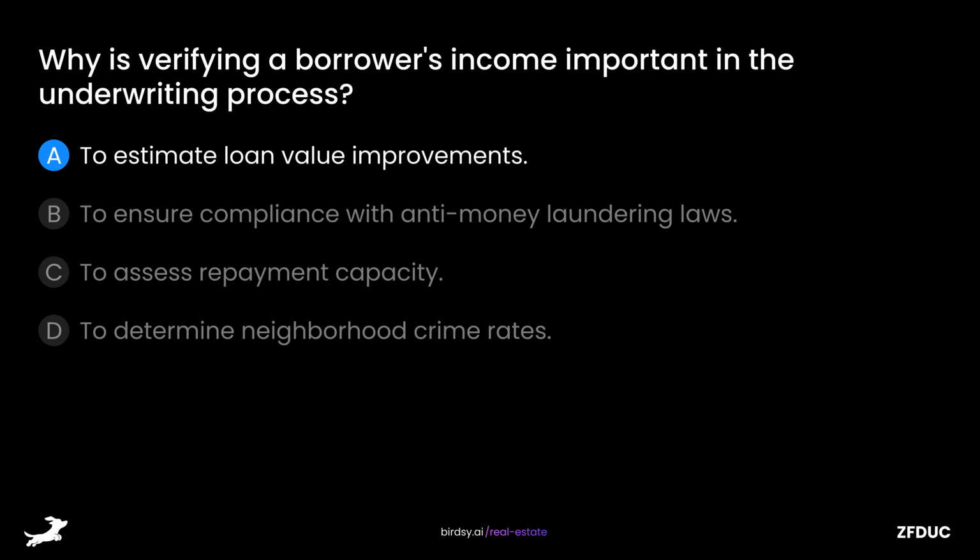Why is verifying a borrower's income important in the underwriting process? Is it A. To estimate loan value improvements, B. To ensure compliance with anti-money laundering laws, C. To assess repayment capacity, or D. To determine neighborhood crime rates? The answer is C. To assess repayment capacity.